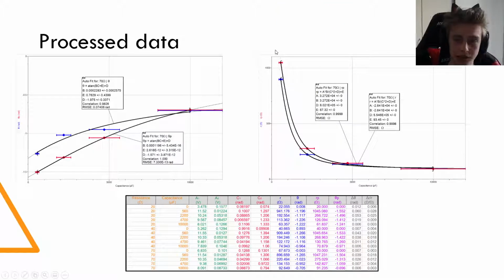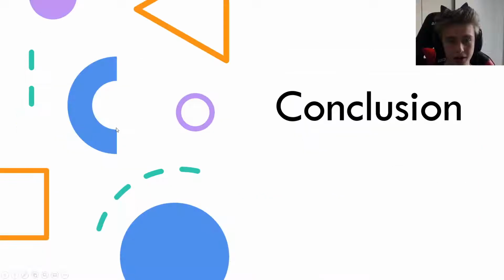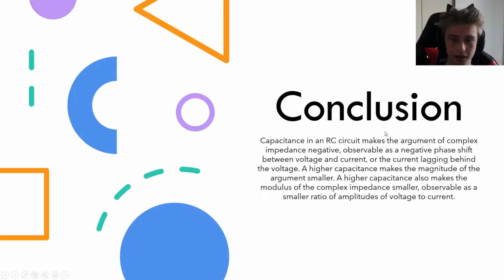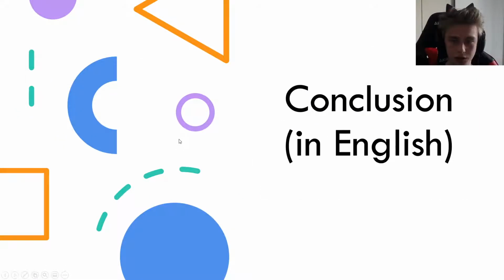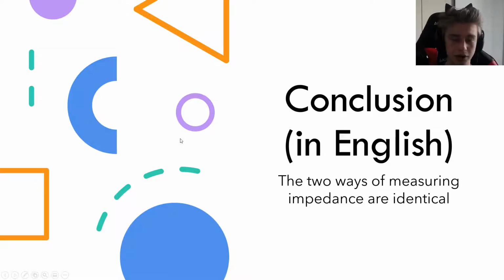Our processed data, you can see on the right here we have the moduli. They match up pretty well. Arguments on the left, they don't match up too well, but they still do. So, a valid conclusion can be deduced, which in English is that the two are identical.